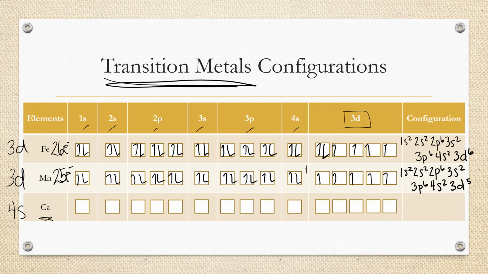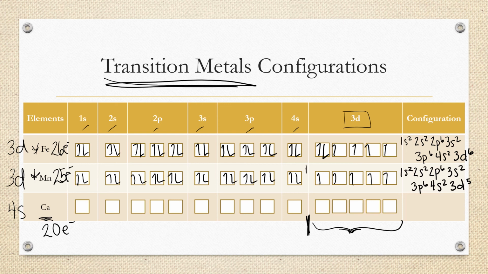Now, calcium, as I said, is an alkaline earth metal, and its atomic number is 20. That means it's going to have 20 electrons. So it comes before iron and manganese. So that means we're not going to be getting into this transition metal block at all. We will be stopping at the 4s where calcium is found.